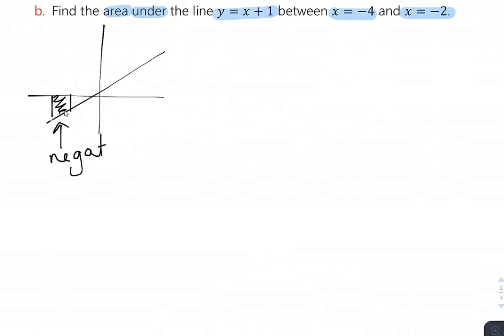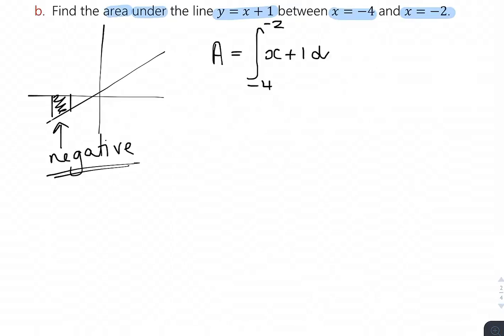And I can do that two ways. I can either put a negative out the front of my integral, or I can switch my limits and go from -2 to -4 instead of -4 to -2. Two options will get the same result either way. So setting this up, the area is going to be equal to the integral between -4 and -2 of x plus 1 dx, with a negative out the front of that in order to take into account the negative. So I'm going to run that negative all the way through.